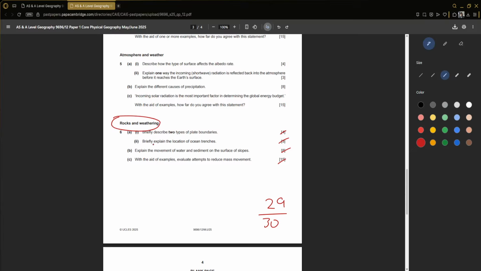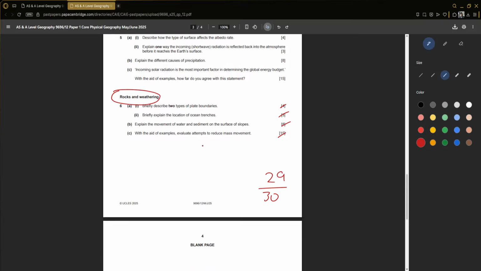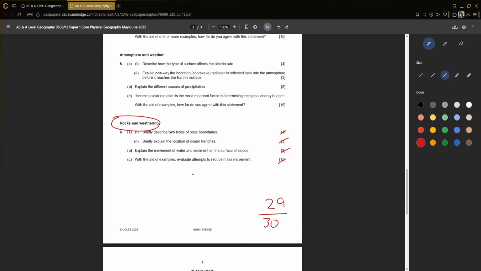For 6I, briefly explain the location of ocean trenches, and this should be another easy 3 marks because it's just theory. It's when plates subduct. So you have to talk about converging plate boundaries, and they subduct, and then when they subduct, it's scraping off material in the accretionary wedge, and this is the trench. This is the location of the trench, and you're explaining it because it requires subduction, and it's parallel to the subduction zone, the Benioff zone, or the coast.